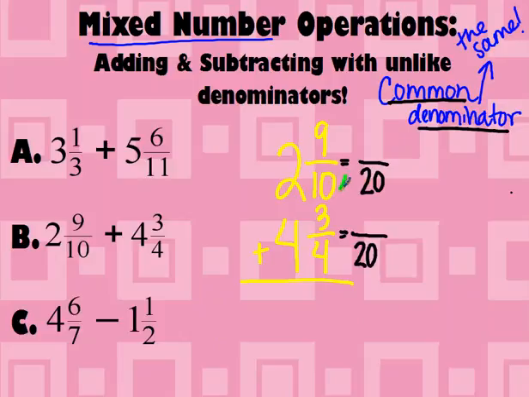So in this case, 10 times 2 is 20. Whatever you do to the bottom, you do to the top. So 9 times 2 is 18. Same thing down here. How did I get from 4 to 20?